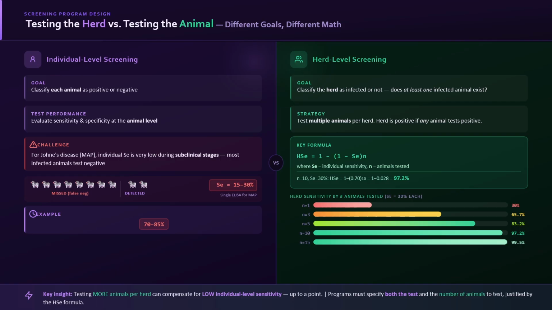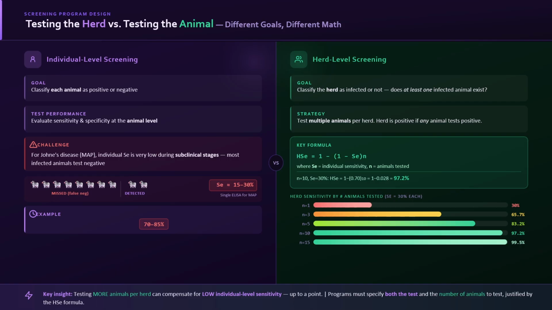You're not trying to nail down every animal, you just want to know whether at least one infected animal exists in the herd. The strategy is to test several animals and call the whole herd positive if any one of them tests positive, and that simple change rescues a weak test. Here's why. The herd sensitivity formula on the screen. Herd sensitivity equals 1 minus, in parentheses, 1 minus the individual sensitivity raised to the n, where n is the number of animals you test.